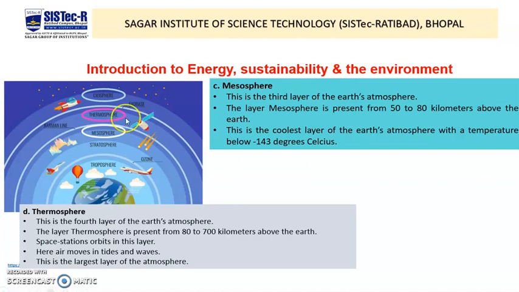Now fourth layer is thermosphere. This layer is present from 80 to 700 kilometers above the Earth. Space stations orbit in this layer. Here, air moves in tides and waves. This is the largest layer of atmosphere.